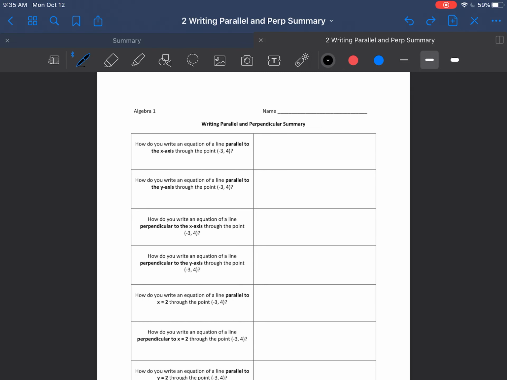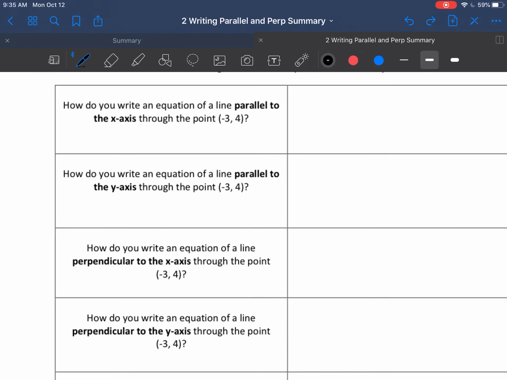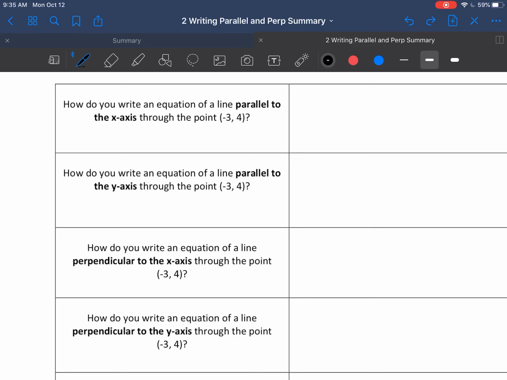vertical and horizontal lines. And so you do not use the point slope formula. These are going to be x equals and y equals equations. And so these are easier, but they're easier to mess up. And so I always draw a picture. Okay, and so it says, how do you write the equation of a line parallel to the x-axis? So the first thing I do is I picture the x-axis, and I even put it on my paper.